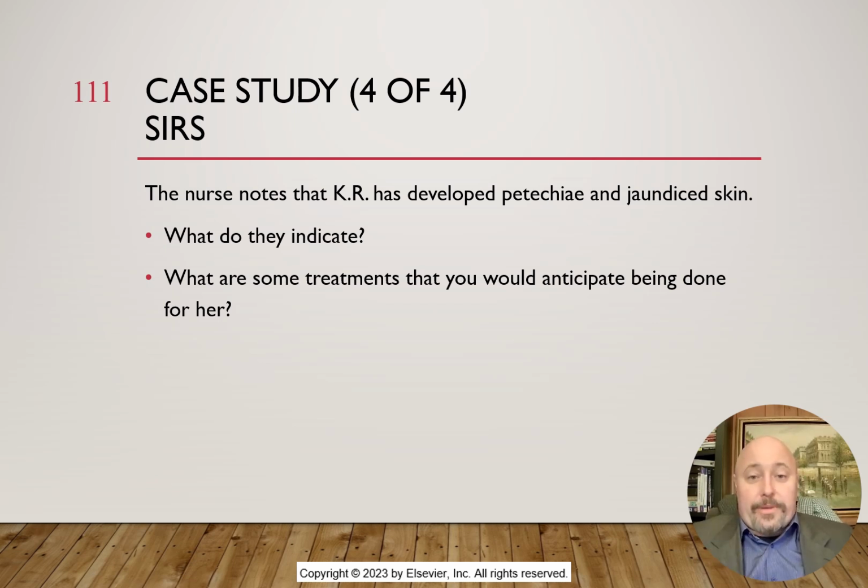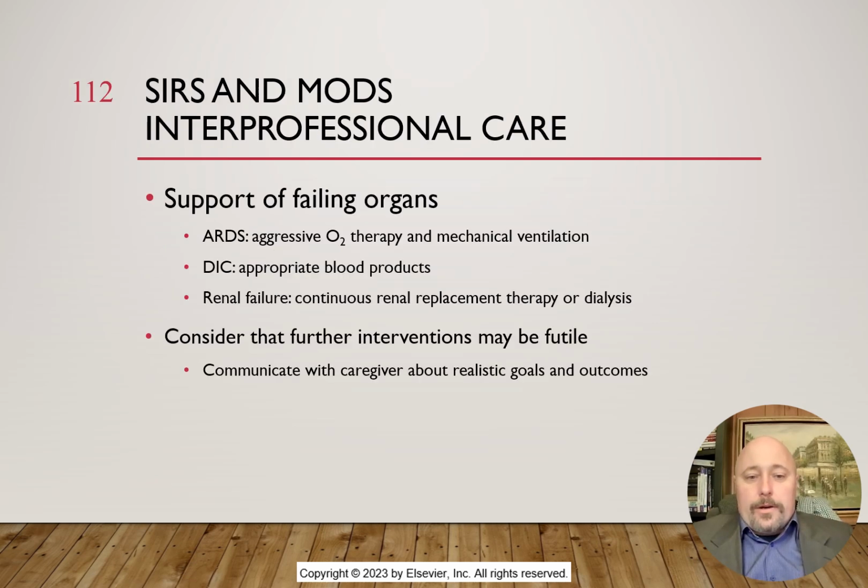A priority is going to be aggressive treatment of the infection, maintaining her oxygen levels, even with intubation and mechanical ventilation if necessary, and thoroughly assessing all body systems. When assessing and identifying failing organs, in the case of ARDS, aggressive O2 therapy and mechanical ventilation. For disseminated intravascular coagulation, we're going to be seeking out appropriate blood products. And for renal failure, we want continuous renal replacement therapy or dialysis. Also, consider the further interventions may be futile. Communicate with the caregiver about realistic goals and outcomes.